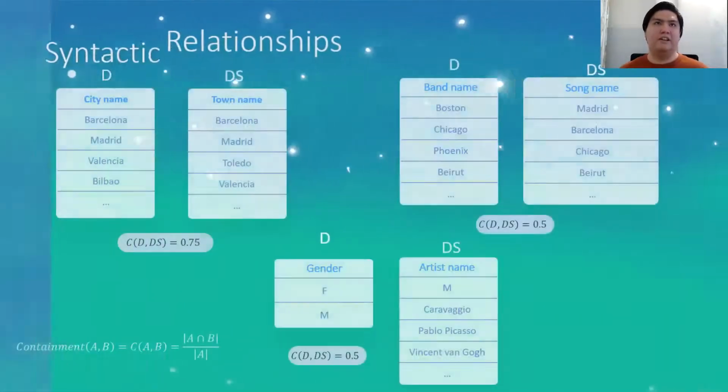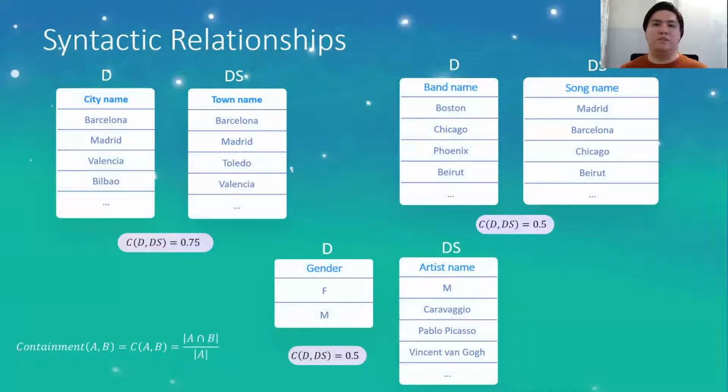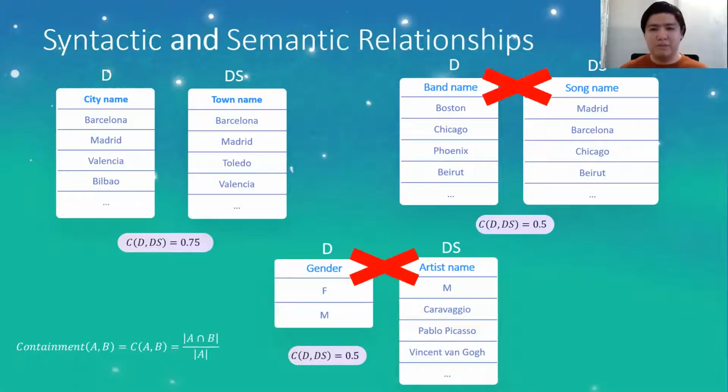So let's take a look at this kind of attributes. As you can see, in all these attribute pairs, there are some common values that produce a high containment similarity, which is defined as the cardinality of the common values divided by the cardinality of A. But realize that a high containment doesn't necessarily mean it is a relevant join.